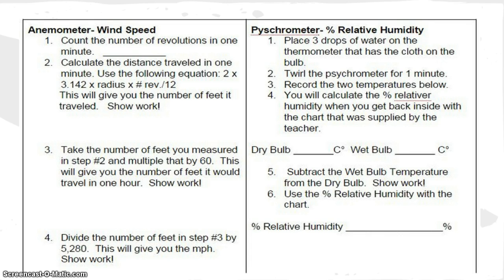And you're going to calculate the relative, it should not be relativer, sorry, humidity, when you get back inside with the chart that was supplied by me. So you'll do the dry bulb temperature, the wet bulb temperature. You're going to subtract the wet bulb from the dry bulb, and then you're going to use that chart, and it will tell you how much humidity or how much moisture is in the air.